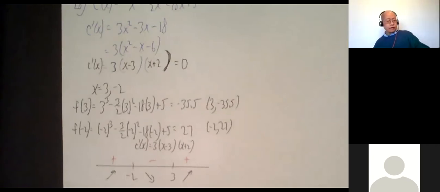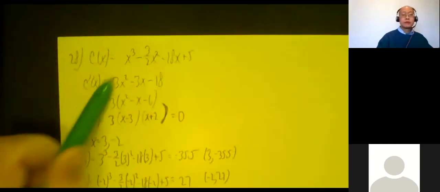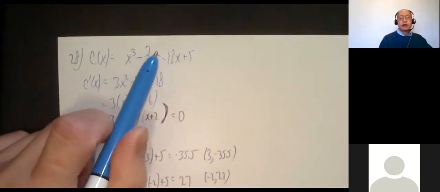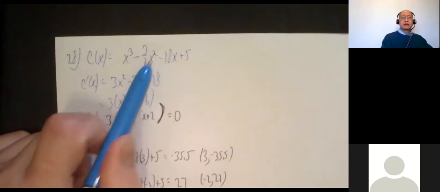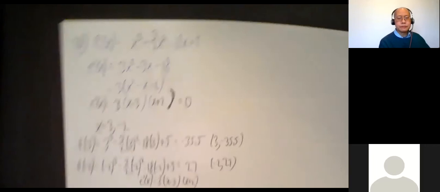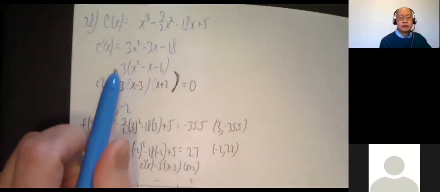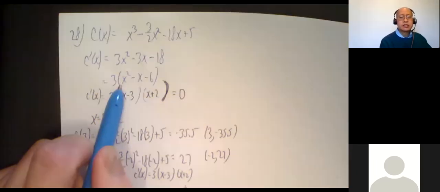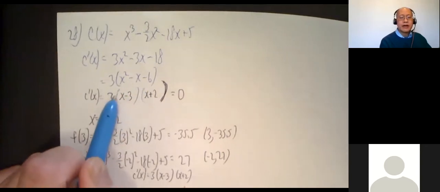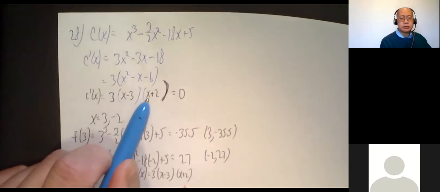So take the derivative. 3x squared. Very nicely, the 2's cancel out, right? So minus 3x minus 18. Factor, common factor of 3, x squared minus x minus 6. That factors into (x minus 3)(x plus 2).